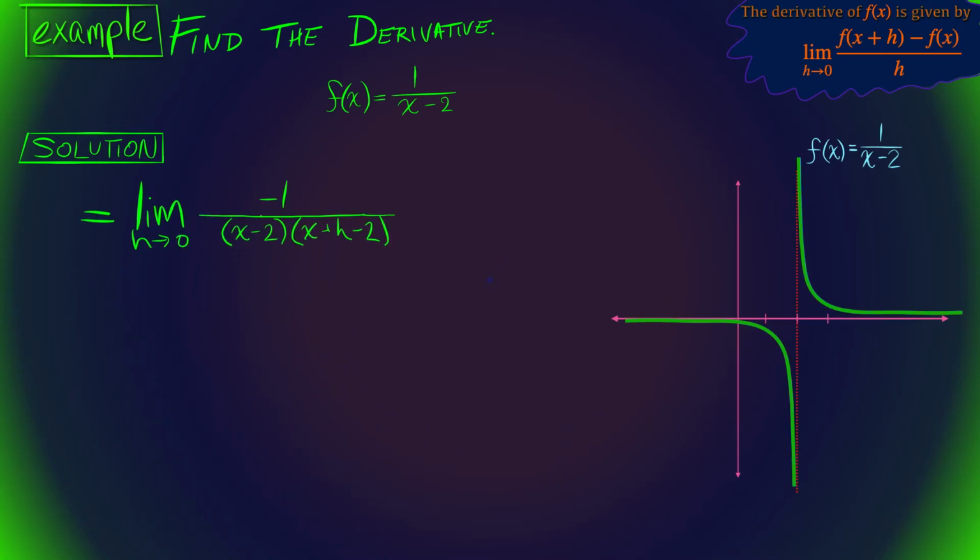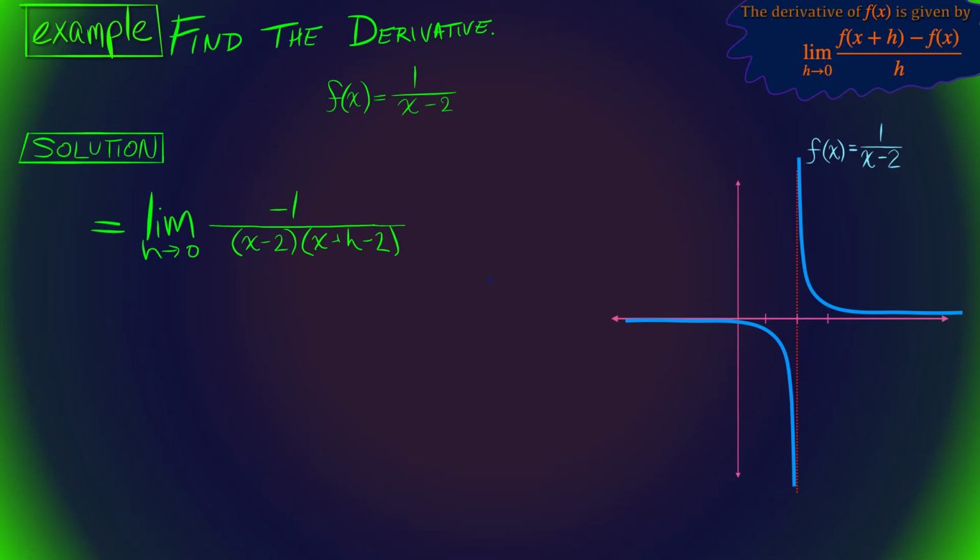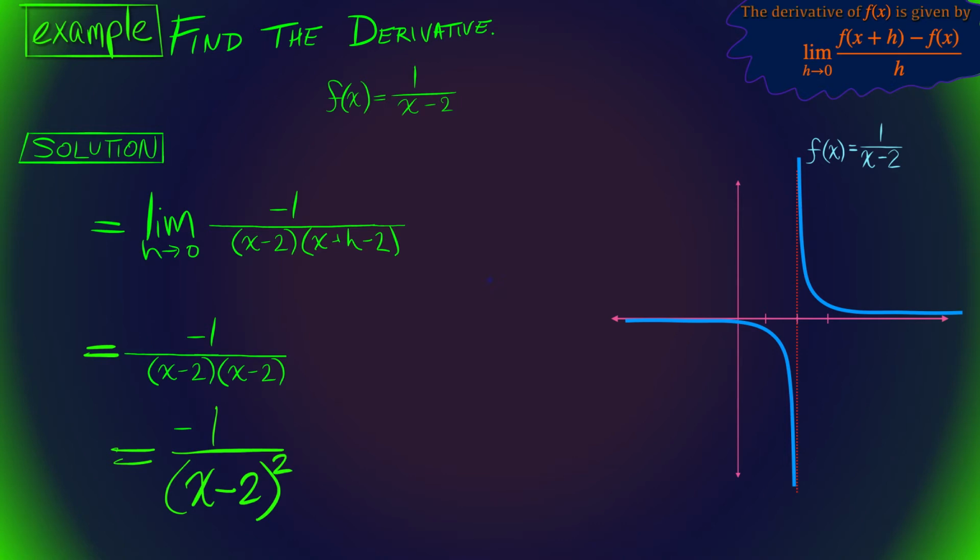So notice we're not going to get any errors or any issues if we send h to 0. So we're going to apply the limit. And now we end up with negative 1 over x minus 2, which we can simplify. Negative 1 over x minus 2 squared. So there's our derivative, f prime.